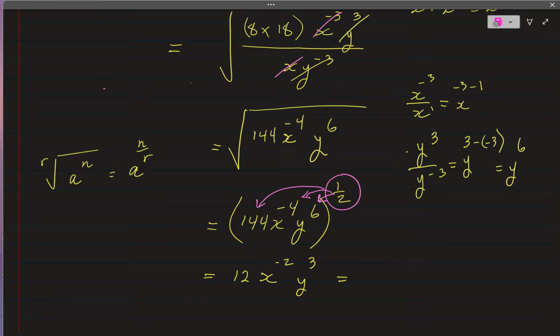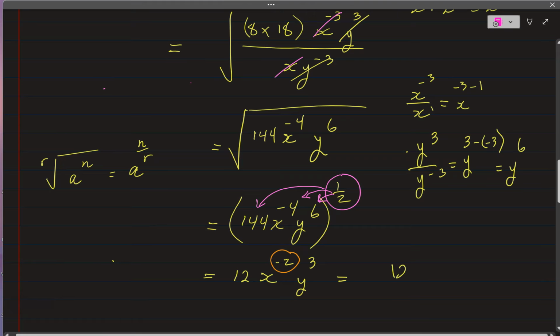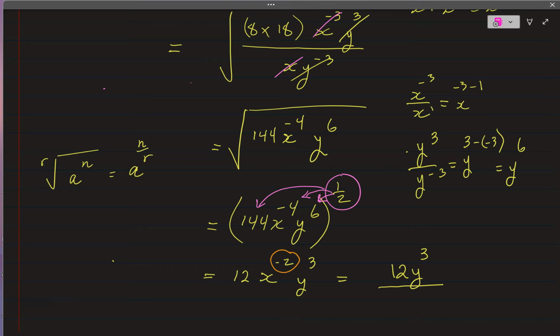Now, last step, you see this negative exponent, that's not allowed. We need to change that to positive. Let's do that. So that would be 12 y to the 3 on top, divided by, we're going to use a reciprocal, and then that becomes x to the 2. We are using the law that says x to the negative n is equal to 1 over x to the n. The reciprocal of the term makes the exponent positive.